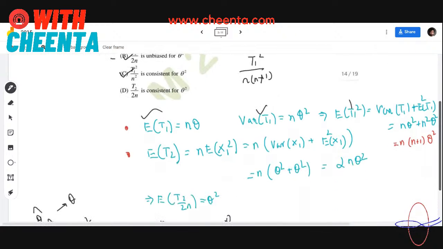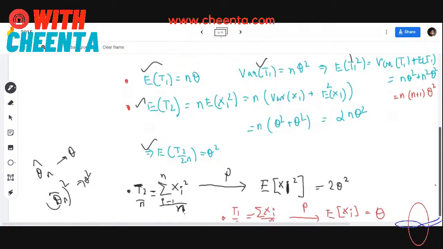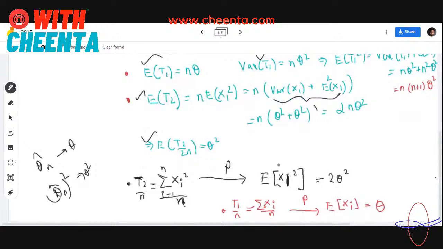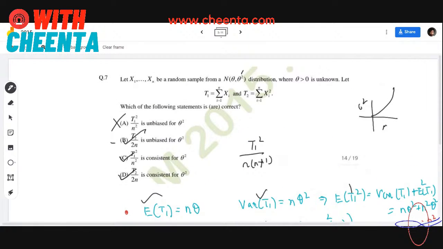Let's apply WLLN again over here. T2 by n is summation xi square by n, which by WLLN converges to expectation of x1 square. Expectation of x1 square from here is twice theta square. So if you take the 2 to this side, T2 by 2n converges in probability to theta square. Therefore, it's also consistent for theta square.